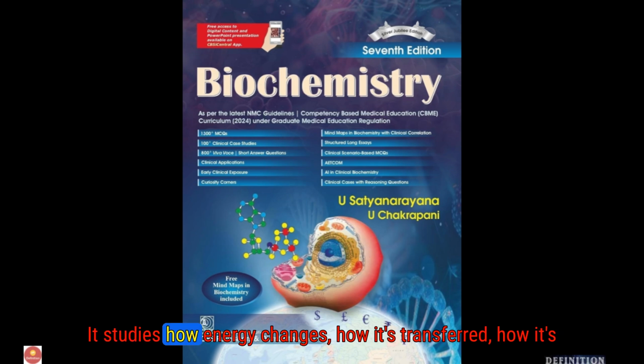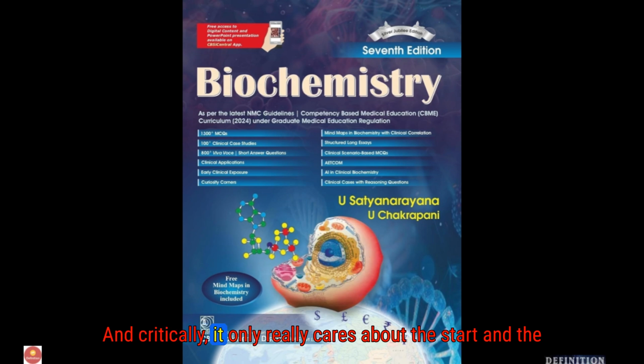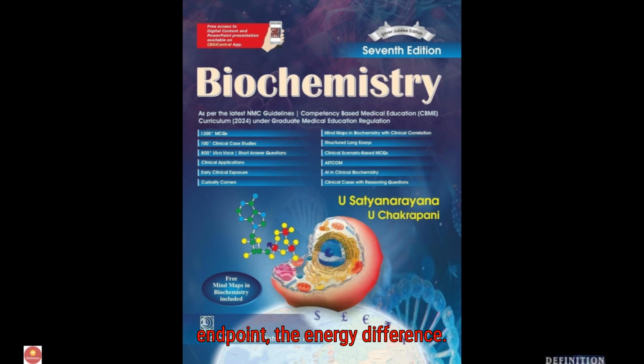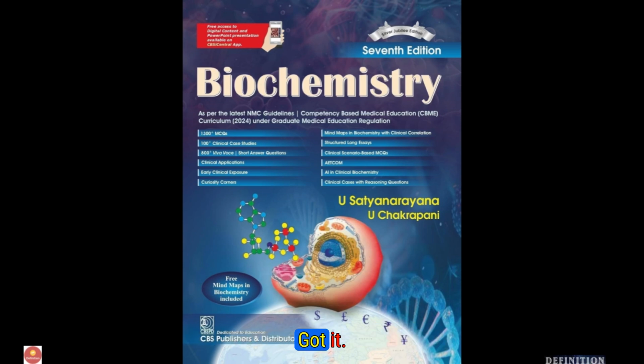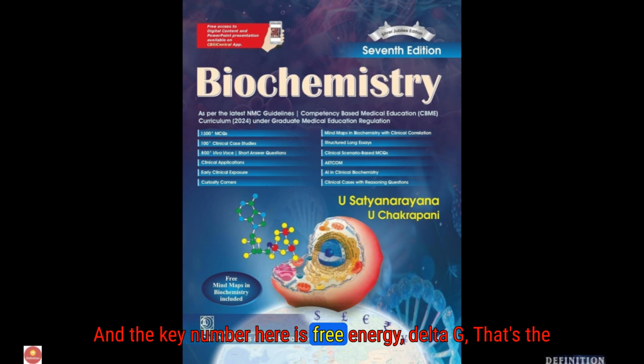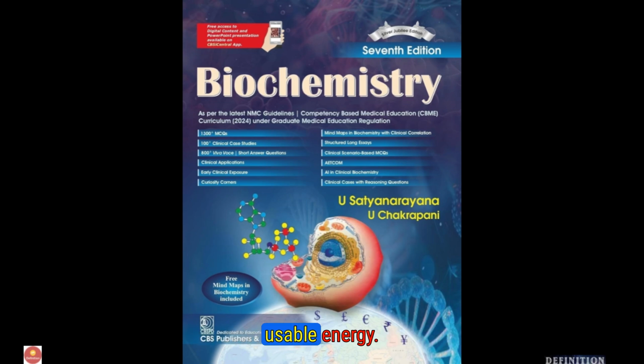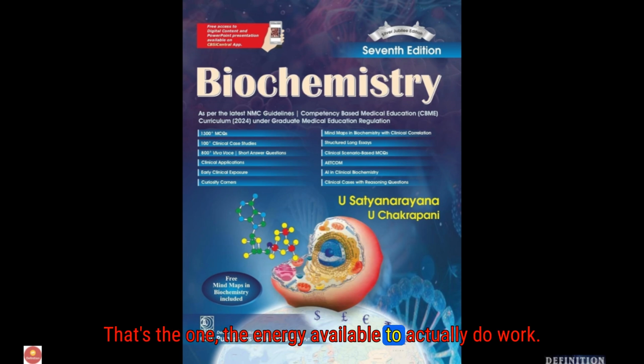Exactly. It studies how energy changes, how it's transferred, how it's used in reactions. And critically, it only really cares about the start and the end point, the energy difference. Not the messy middle bit. Not the path, just the states. Got it. And the key number here is free energy, delta G. That's the usable energy. That's the one. The energy available to actually do work.